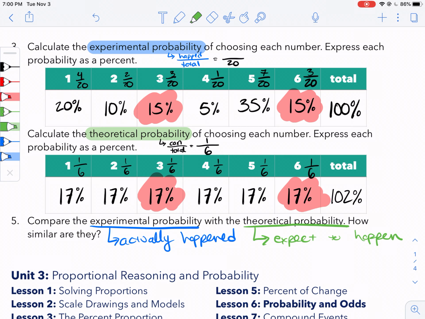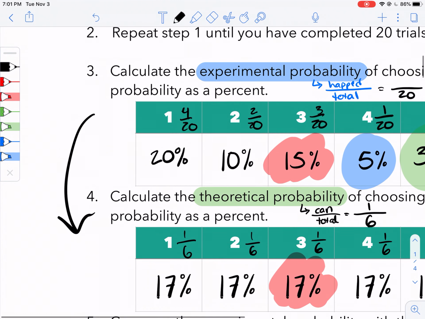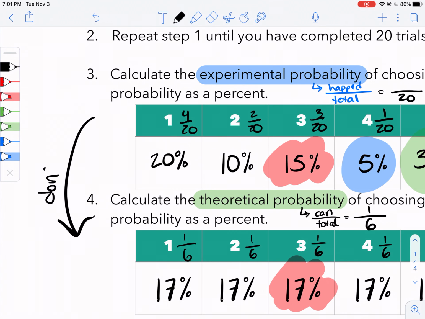Awesome. But check it out. This 35%, that was way more than normal. And this 5%, that's way less than normal. Yikes. And then the 20% and the 10%, they're close. Okay, cool. So notice that your experimental and your theoretical probability don't always match. And that's okay. They should be close.